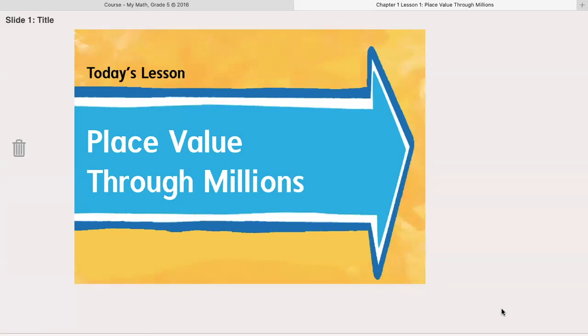Today we are exploring Chapter 1, Lesson 1 in your 5th grade math book. We are on page 11 and we're talking about place value through millions. If you look at the top of your page, it says a place value chart shows the value of the digits in a number. In greater numbers, each group of 3 digits is separated by commas and is called a period. Let's go to Math in My World and see what that means.